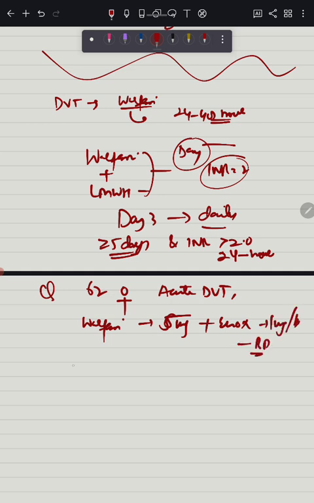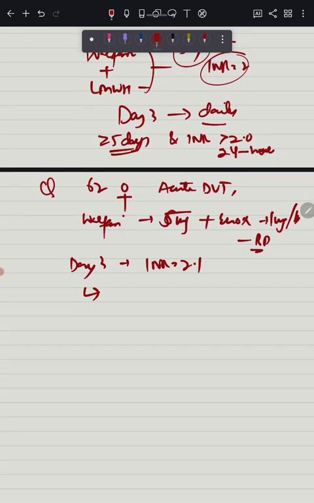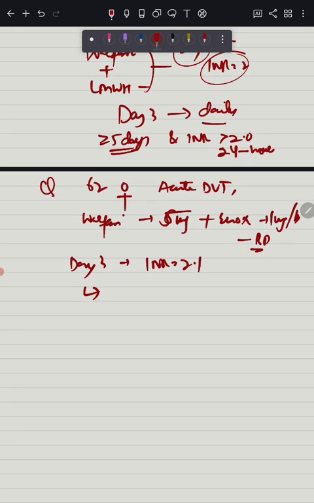On day 3, INR is 2.1. So what will you do? It is day 3, so you will not stop enoxaparin. You don't have to stop heparin yet. You have to complete it for greater or equal to 5 days, and on day 6 you will check INR, and if INR has remained 2.3, you can stop low molecular weight heparin.